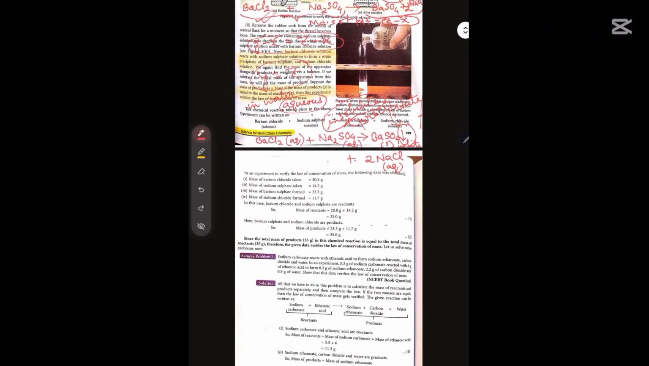Next we can see over here, in an experiment to verify the law of conservation of mass, the following data is given. See, mass of barium chloride, mass of sodium sulfate. These two are the reactants. You can see barium chloride and sodium sulfate are the mass of reactants. Do a total and you will get 35.0 gram.